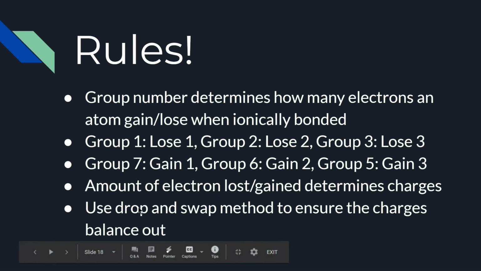So another rule is the amount of electrons lost or gained determines charges. That makes sense. If we lose 1 electron, we get plus 1 charge. If we gain 1 electron, we get minus 1 charge. And the final one, use the drop and swap method to ensure the charges balance out. Because after all, an ionically bonded molecule has no charges at all. So the charges should eventually balance out.